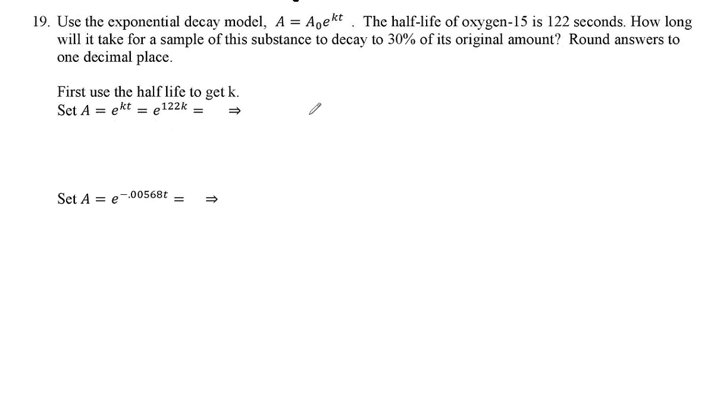And let's see, in 19 here, we're going to use the exponential decay model. A is A0 e to the kt. A0 is your start amount, k is the decay rate, and t is time. The half-life of oxygen-15 is 122 seconds. And we want to know how long it will take for a sample of oxygen-15 to decay to 30% of the original amount, rounded to 1 decimal. So what we're going to do is first use the half-life to get the constant. So the half-life is 122 seconds.